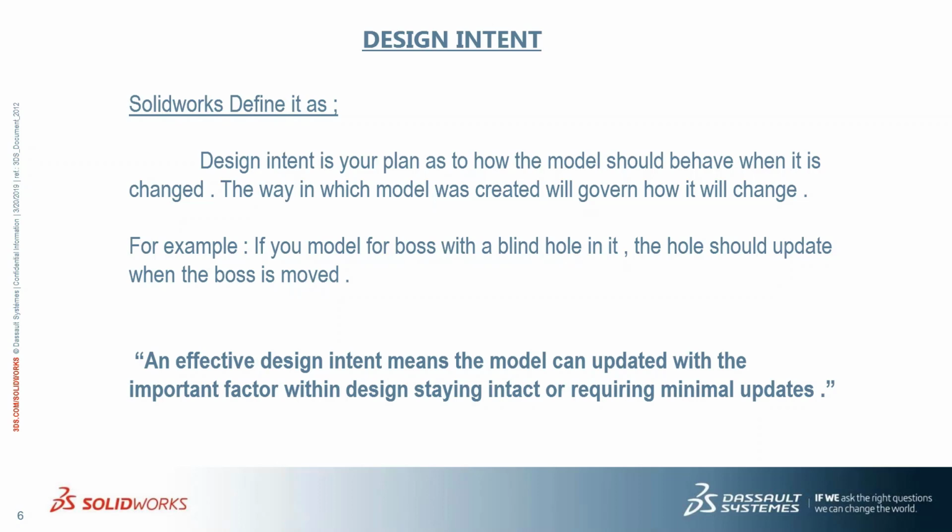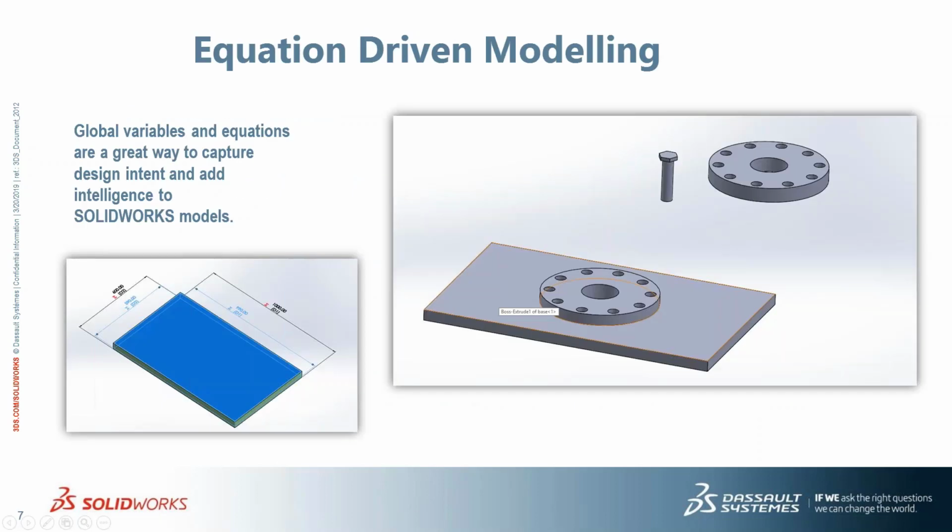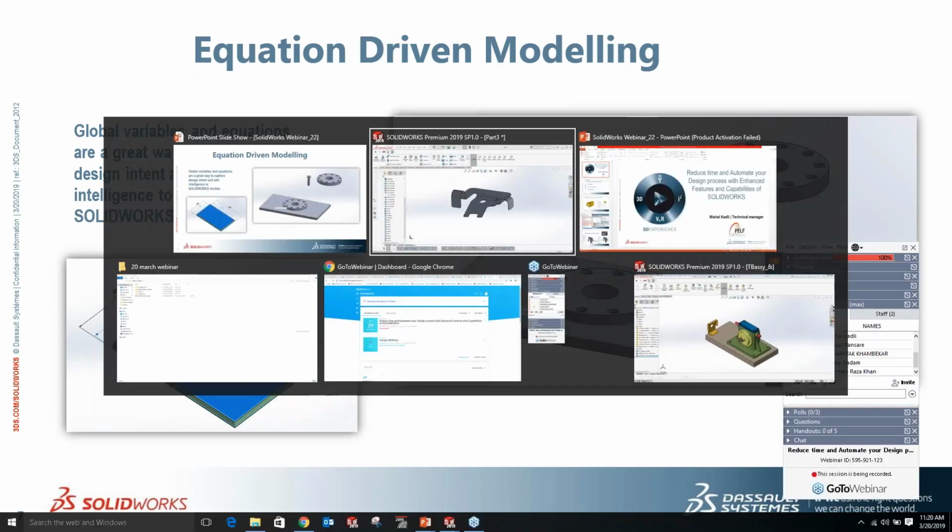So an effective design intent means the model can be updated while the important factors within the design stay intact or require minimal updates. In equation driven modeling, we will make use of specific sets of equations between the dimensions of the part models and use a global variable to drive them. So let's get back to the software and check how it works.